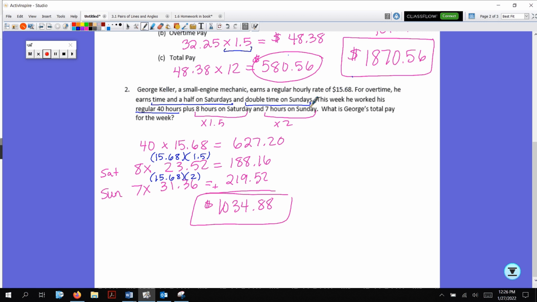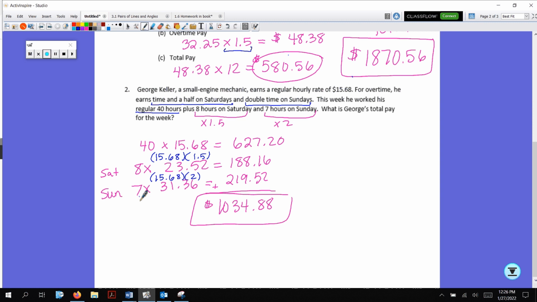Then on Saturday, it says he gets time and a half on Saturdays and double time on Sundays. So time and a half is we take his straight time rate times 1.5, and that gives us this $23.52. That is the amount of money he makes every hour on a Saturday. Times that by 8, this is my Saturday pay.